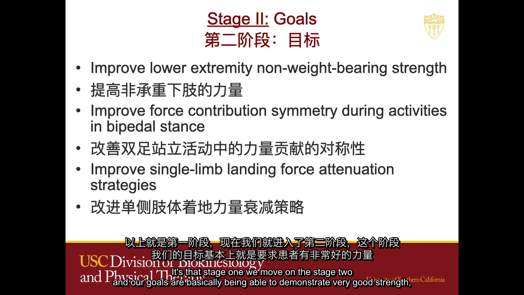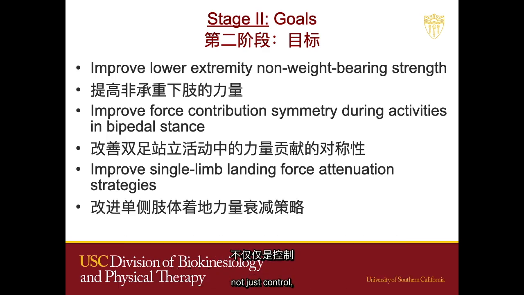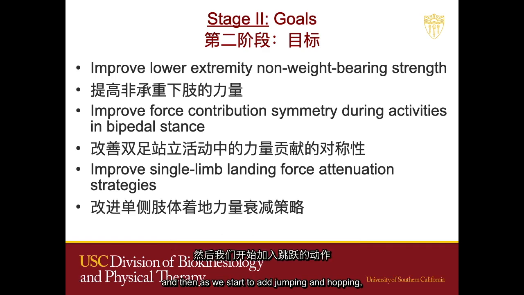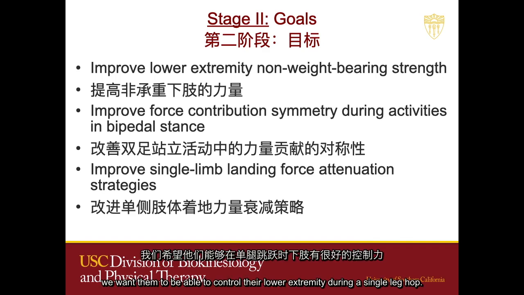are basically being able to demonstrate very good strength, not just balance, not just control, but actual lower extremity strength. Continuing to show symmetry, and that would be in just weight bearing. So being able to stand on both feet and consistently have equal weight bearing on the involved and uninvolved side. And then as we start to add jumping and hopping, we want them to be able to control their lower extremity during a single leg hop.